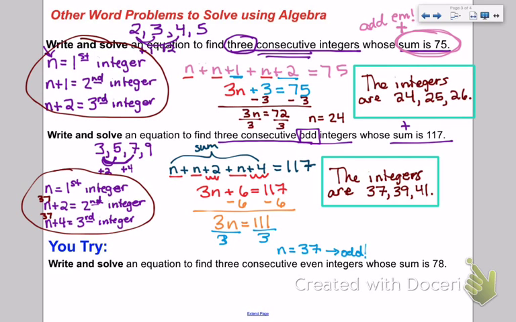So why don't you go and do the U-try? I'm going to help you guys set this up. For 3 consecutive even integers, you're going to have n plus 2, and n plus 4 again, because to get from an even number to the next, it's the same as to get from an odd number to the next. You add 2. So n is the first, n plus 2 is the second, and n plus 4 is the third. Go ahead and try the rest of this on your own.